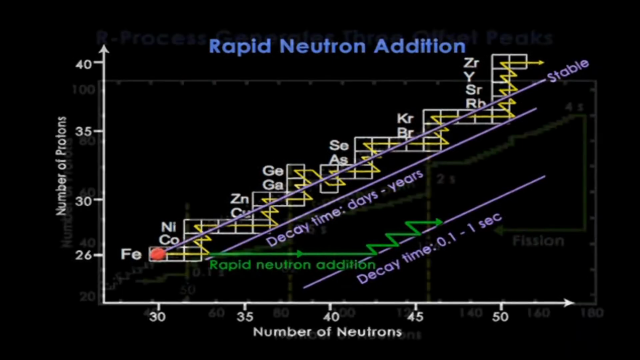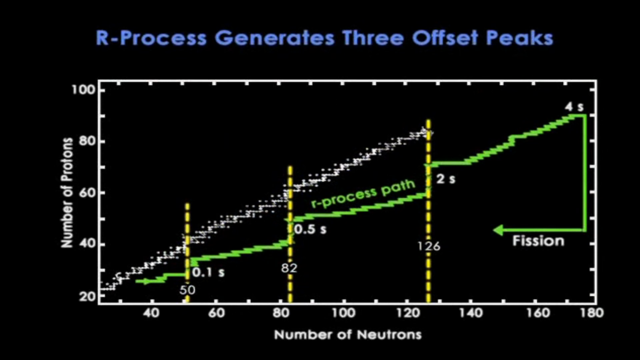Let's back out to see the larger picture again. Here's the calculated path for an iron seed nucleus in a billion-degree neutron gas of roughly water density. You can see how the path stays far to the right of the stable nuclei, and the nucleus makes rapid progress, passing the magic numbers at 1/10, 1/2, and 2 seconds, and even reaching such heavy nuclei that fission breaks the nucleus apart and cycles it back round.